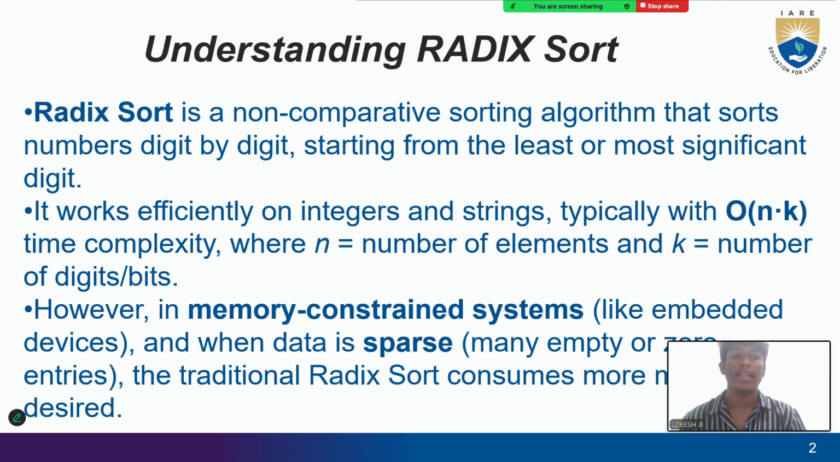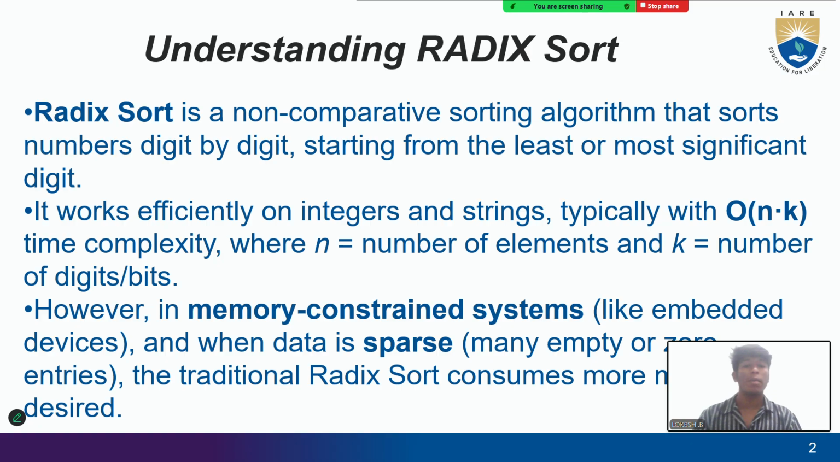So, understanding radix sort. What is a radix sort? Radix sort is a non-comparative sorting algorithm that sorts numbers digit by digit, starting from the least or most significant digit. The least significant digit is the last one in the array element, and the most significant digit is the first one. It works efficiently on integers and strings, typically with time complexity of order n times k, where n is the number of elements and k is the number of bits or digits.